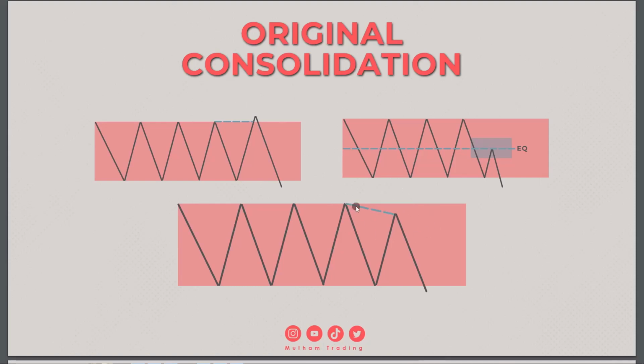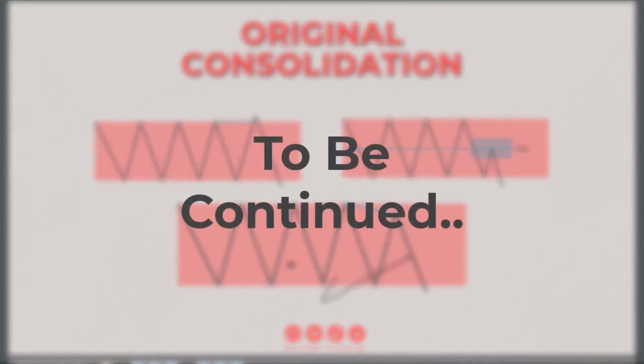We need to target low resistance liquidity because that's where most of the liquidity is, okay? So this could work, this also could work, but this one is the best one. This is the best, or the highest probability, original consolidation you can actually focus on.